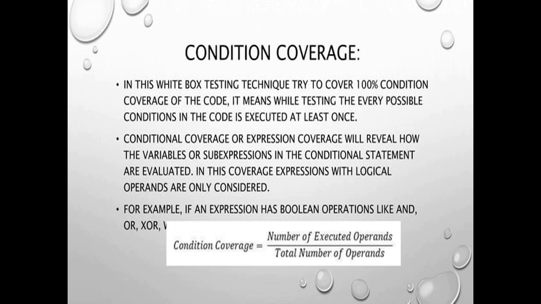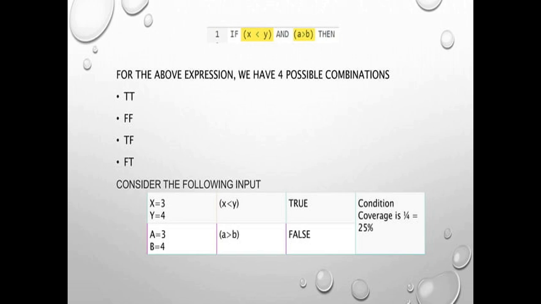For this condition coverage, what's the formula? Executed operands to the total number of operands. For example, for the above expression, we have four possible combinations, right? True-true, true-false, false-false, false-true. Consider the following inputs where x, y is true. This condition gives 1 by 4, equal to 25 percent for these particular conditions.